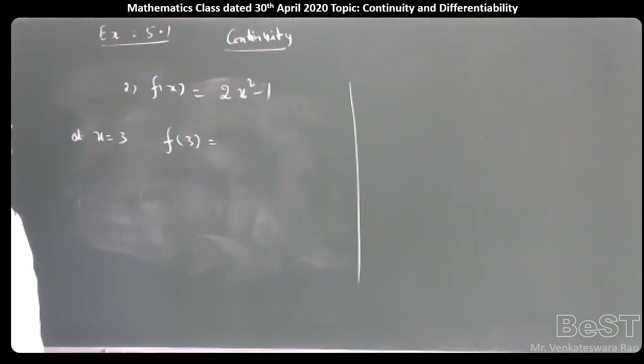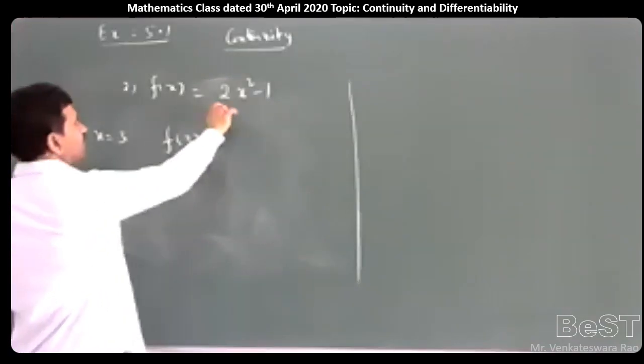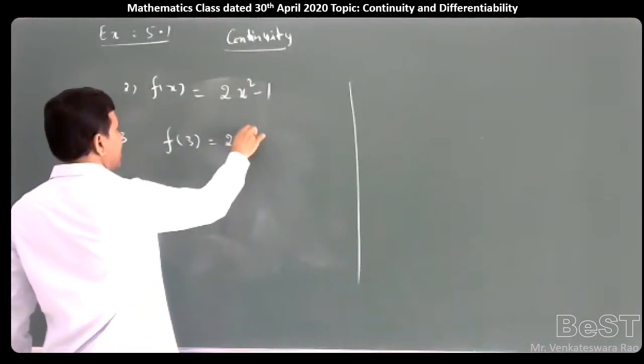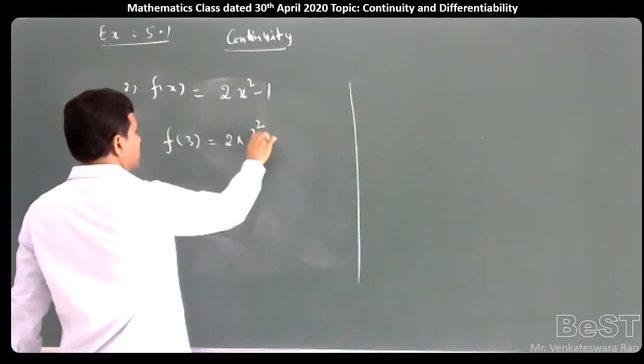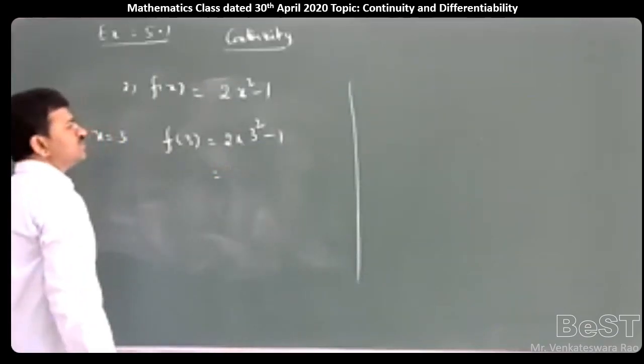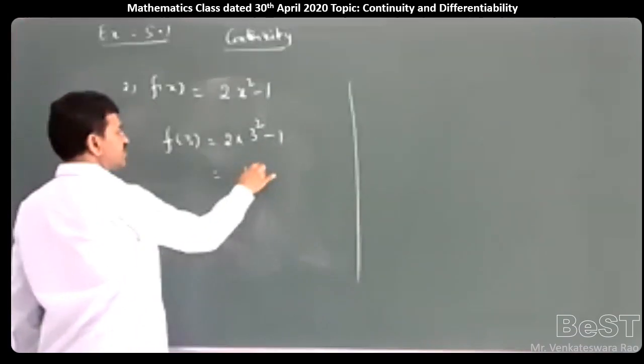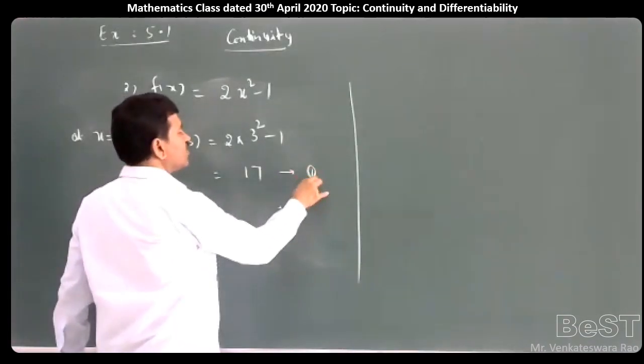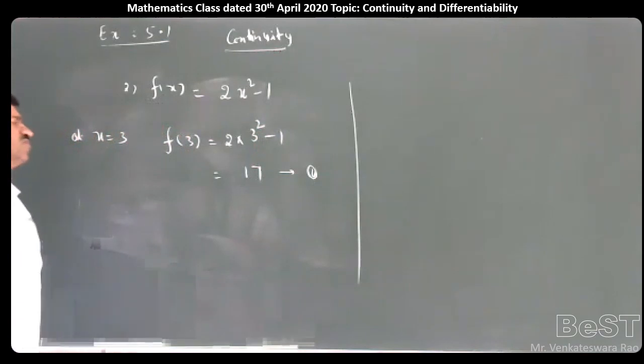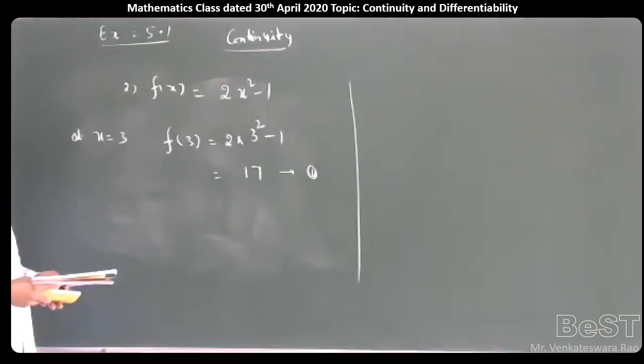Let f of 3 is equal to 2 into 3 square minus 1. 3 square means 9, into 2, 18, minus 1, 17. Let it be equation 1. Function value is 17.